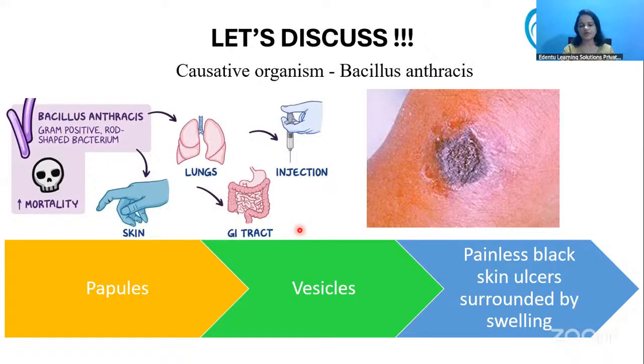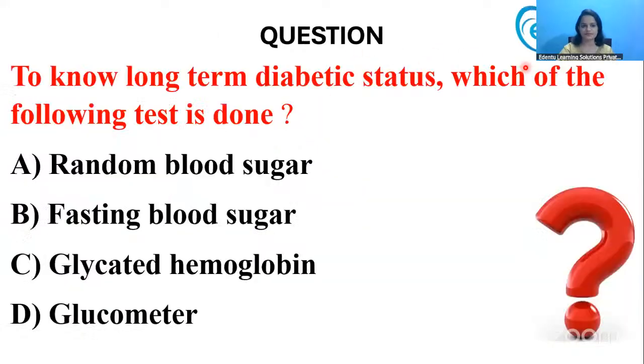Initially, in the skin lesions, papules will be seen, and then they will get converted to vesicles, and then these vesicles will break and form ulcerations like this. Painless black ulcers, which are surrounded by swelling. Okay, so this is called a malignant pustule. Such malignant pustules are commonly seen in anthrax infections only, which is caused by Bacillus anthracis.